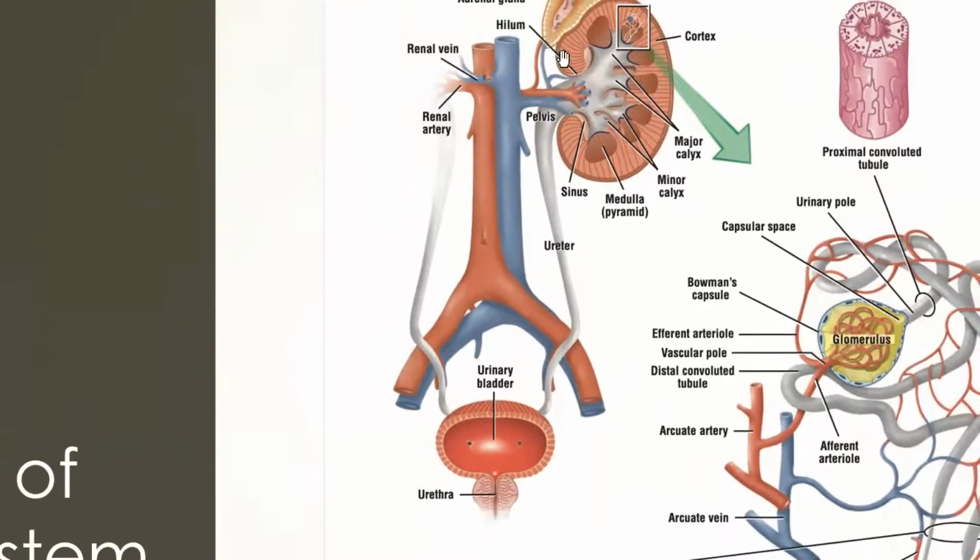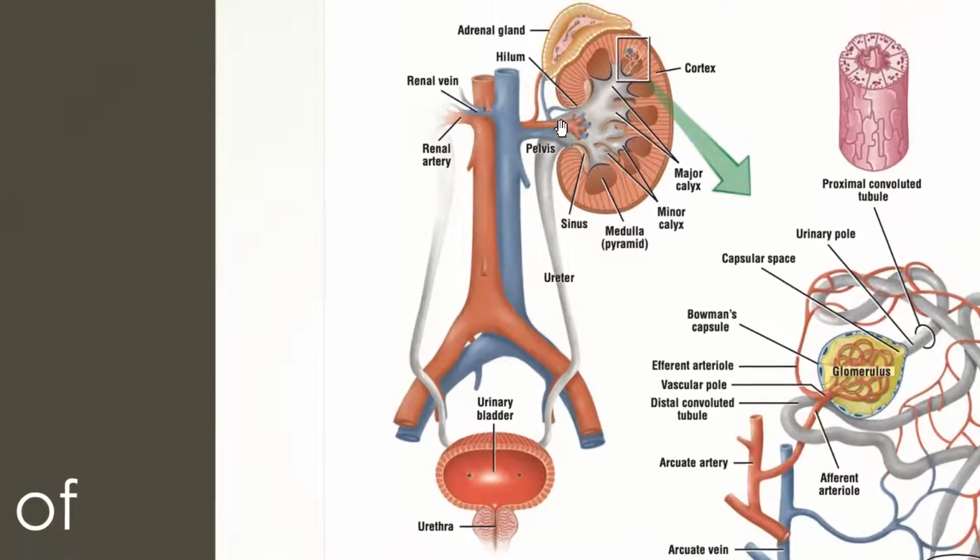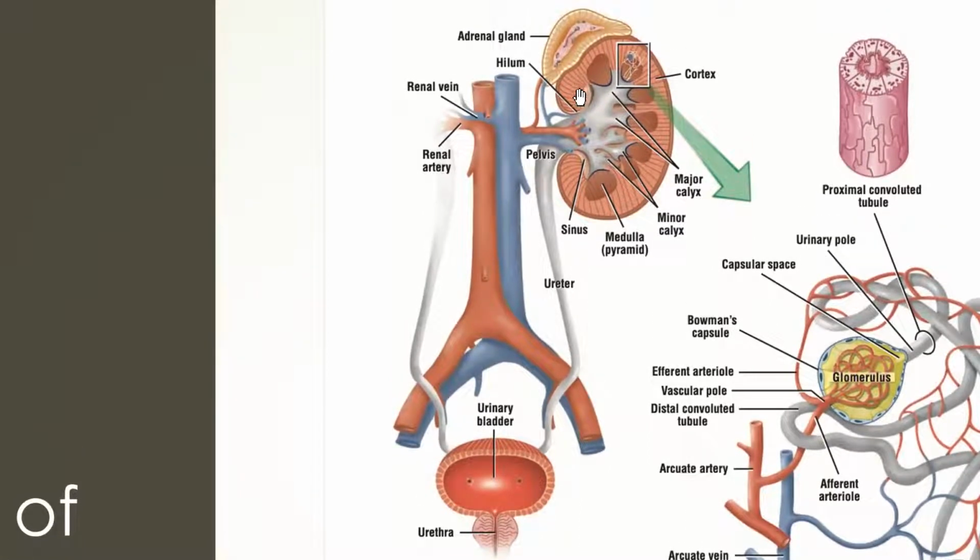We have the indented part in the medial side of the kidney, which we call hilum or hilus. And in each kidney, which is covered by a fibrous capsule, you can see cortex around and medulla inside. The medulla is composed of darker renal pyramids and lighter renal columns between the pyramids. The renal pyramids end with the renal papilla.